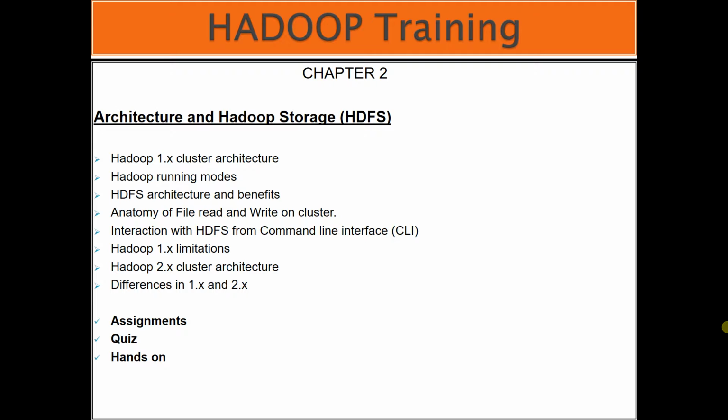This will be a logical flow, like when a client puts a request to read a file or write a file, how the request flows from the client to the name node, how it goes to the data node, and how the client interacts with the data node directly and all. So it will give a complete and detailed flow and anatomy of a read and write.